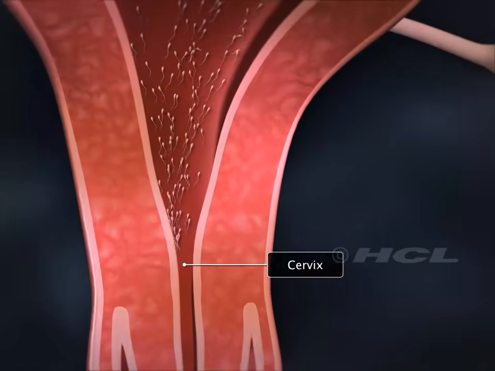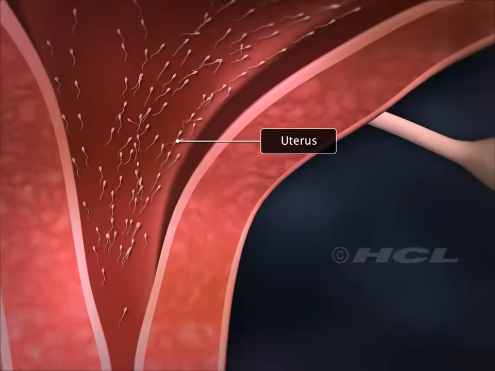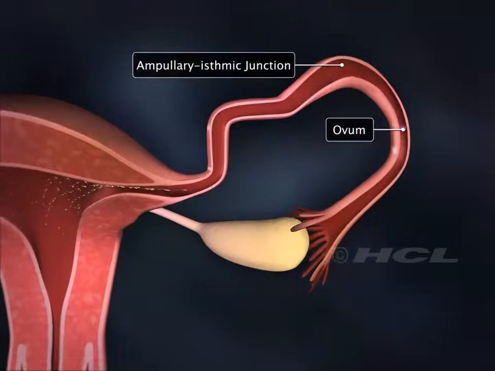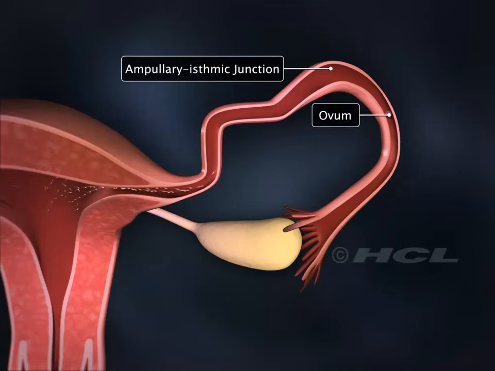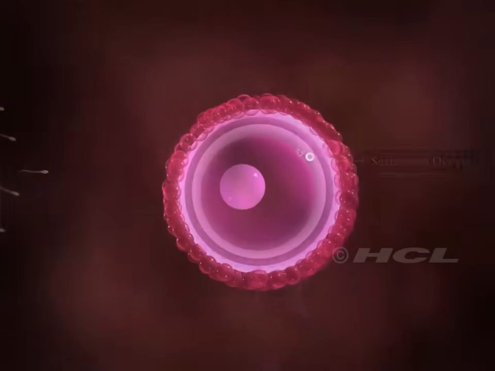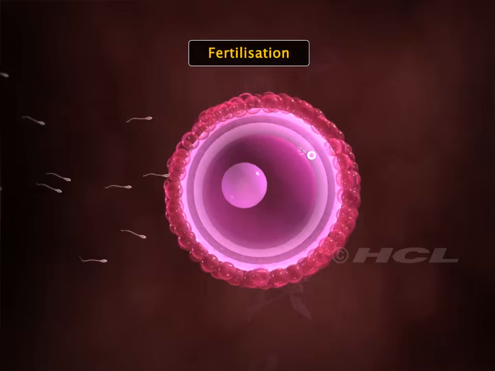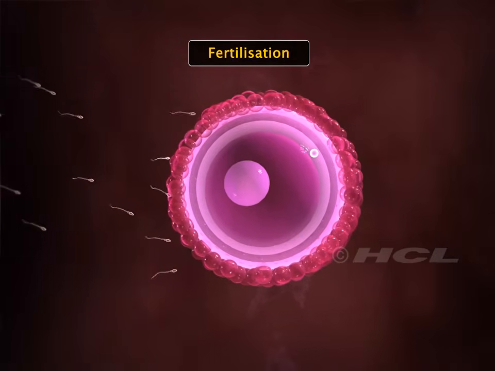The sperms pass the cervix, enter the uterus, and finally reach the ampullary isthmic junction of the fallopian tube. This is the site where the ovum lies and fertilization takes place. When a sperm meets the ovum, it is in the secondary oocyte stage. It has not yet completed its second meiotic division. The fusion of sperm and ovum is called fertilization.